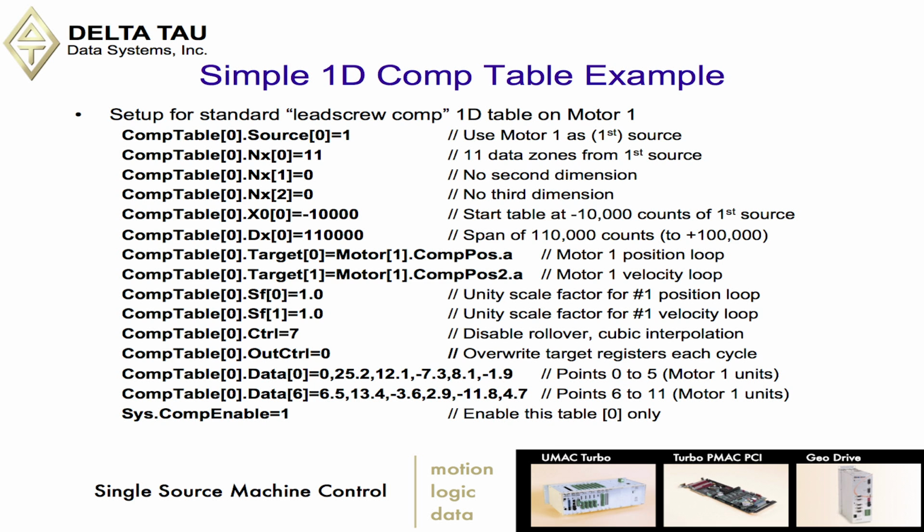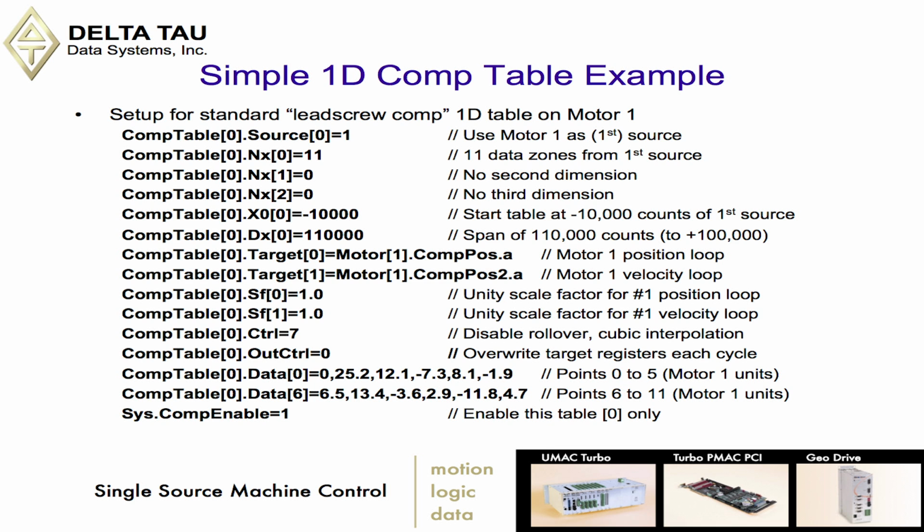And then we set the control bit. In this case, this value of the control bit disables rollover and sets it up for cubic interpolation. So we can see the 3 bits are set on in that. And then the output control is set to 0 to overwrite the target registers each cycle, because this is a one-dimensional table and we just want it to overwrite at each position every time it moves along.